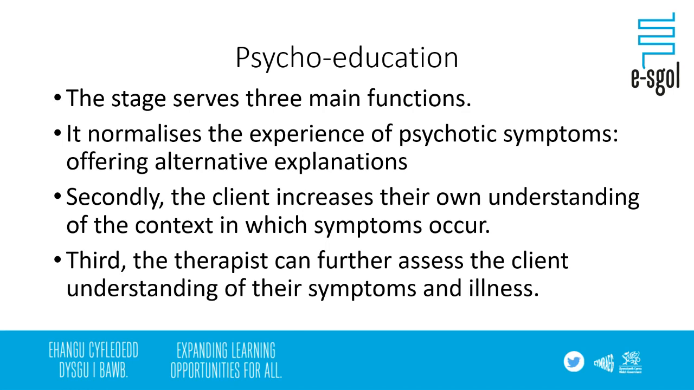And then the client increases their own understanding of the context. So where do you feel most scared, or where do you think you get the most delusions, or where do you hear the most voices in your head? And again, it's making sure in which context they are worse or better. And then the therapist can further assess the client's understanding of the symptoms and illness. So this is all part of both the therapist understanding the condition, but also the actual patient as well.